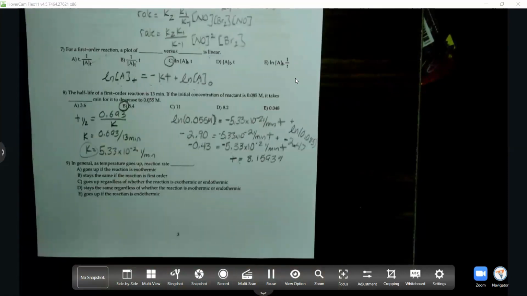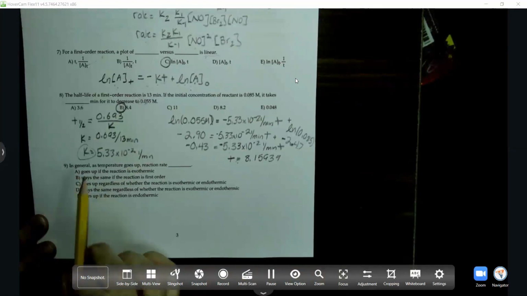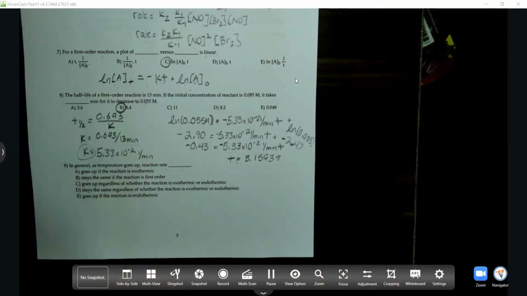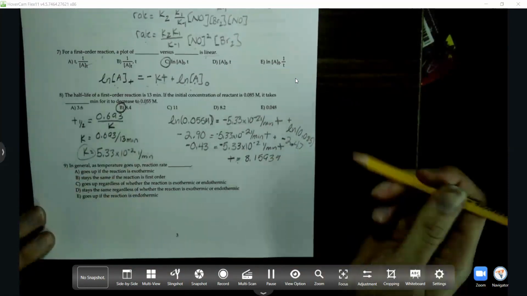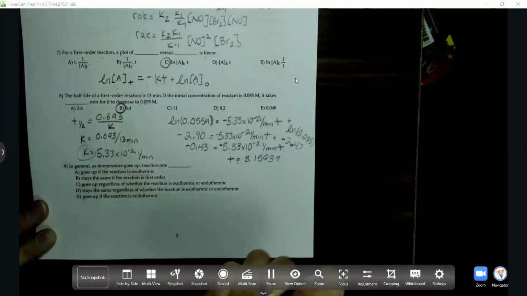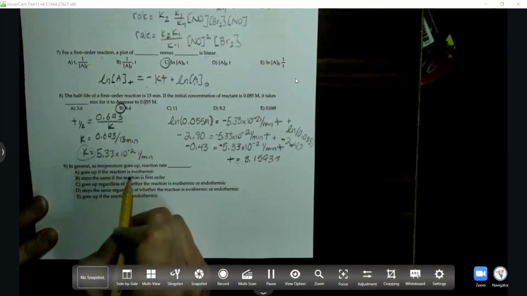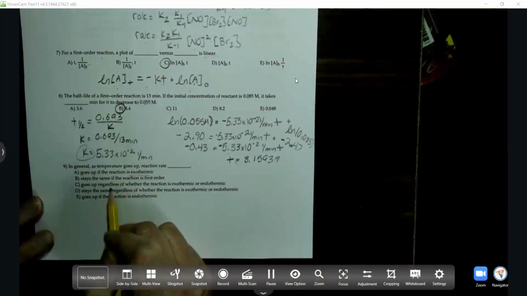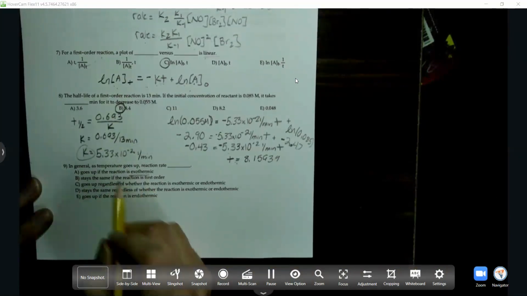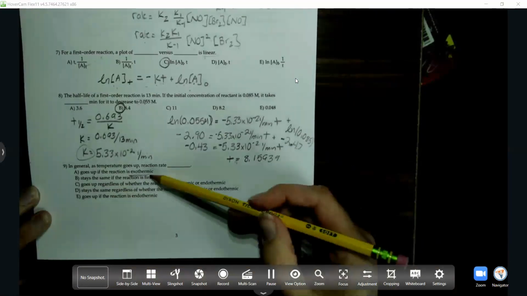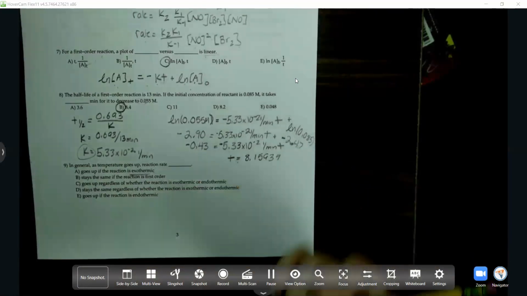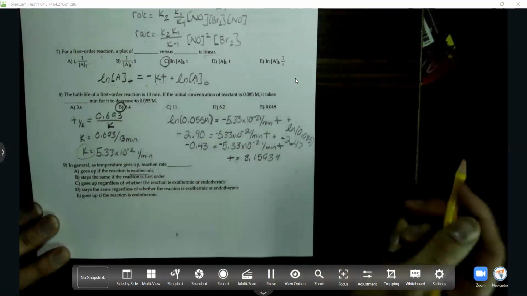All right, looking at the last question, in general, as temperature goes up, reaction rate, hopefully your gut reaction at this time is that it is going to go up. But this question is more, does the rate of the reaction depend on if it's exothermic or endothermic? And this is something that you might get confused with Le Chatelier's principle, because that has to do with, you have to decide if a reaction is exo or endothermic. But when we're talking about reaction rate, it doesn't matter if the reaction is exo or endothermic.